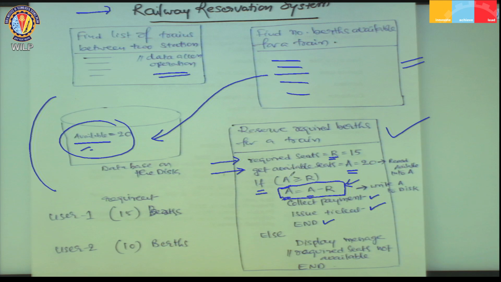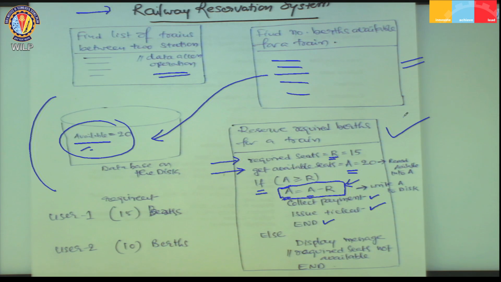Otherwise, that means if the available seats are not greater than or equal to R, it means that the required number of berths or seats are not available for the given train, then display a message that required seats are not available and end the process.